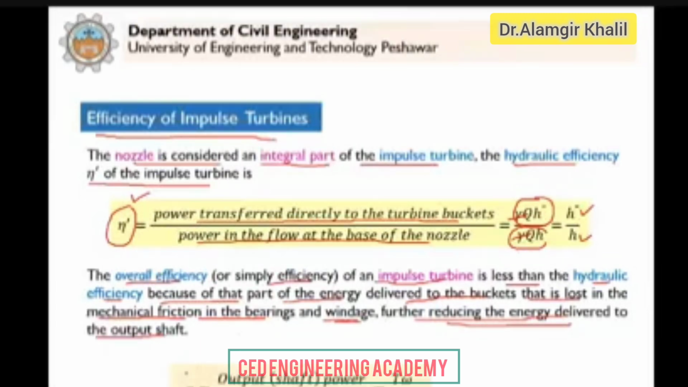So the overall efficiency, or simply the efficiency, is the final output, which is the rotation of the shaft, T omega, divided by the initial input. The final output divided by the initial input is your overall efficiency for that machine. If you remember, in the case of a pump, it was gamma QH divided by T omega.